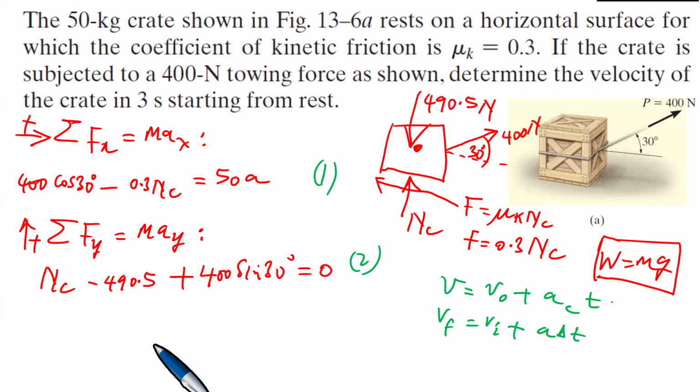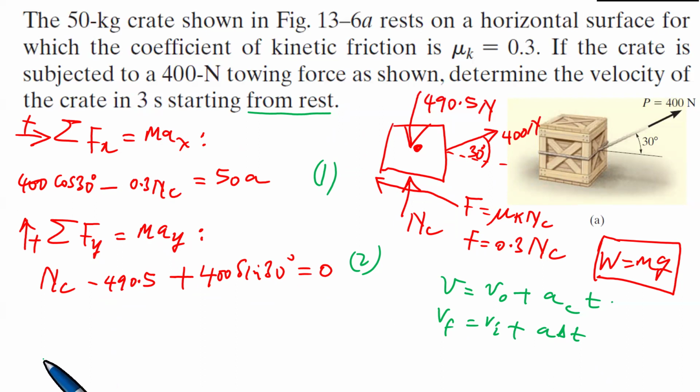Right, so we take note of these with precision. What then do we need? In this formula, because we want to calculate the velocity of the crate in 3 seconds, we actually know the time is 3 seconds, but we do not know the acceleration. So we need to find the acceleration from these particular equations. If we're able to get the acceleration, then we have the time as well. But remember, this starts from rest, so we know the initial velocity.